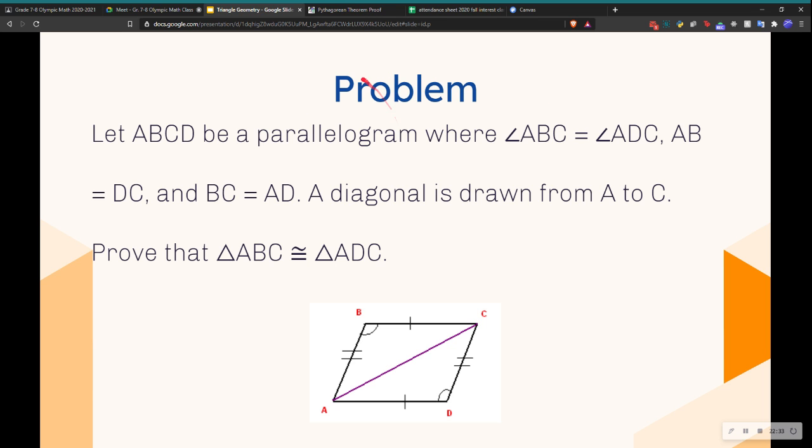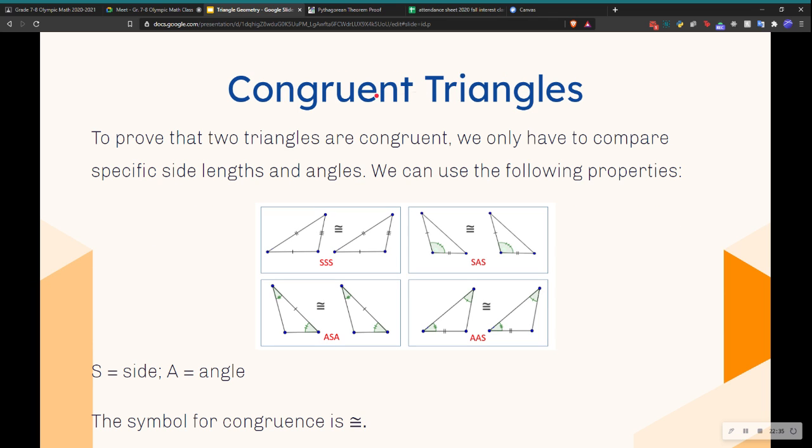We're going to look at congruent triangles. Remember, congruent just means that they're equal in size and shape. That's what congruent means. There are some methods that you can use to prove that two triangles are congruent.